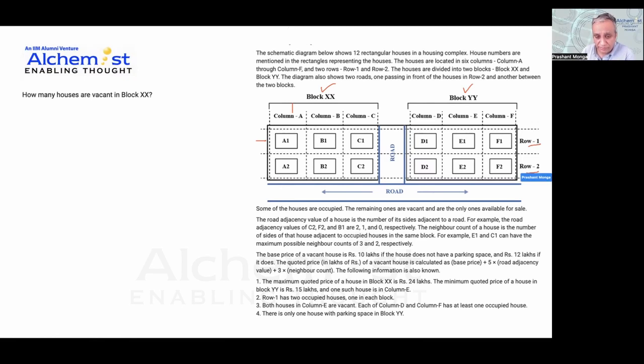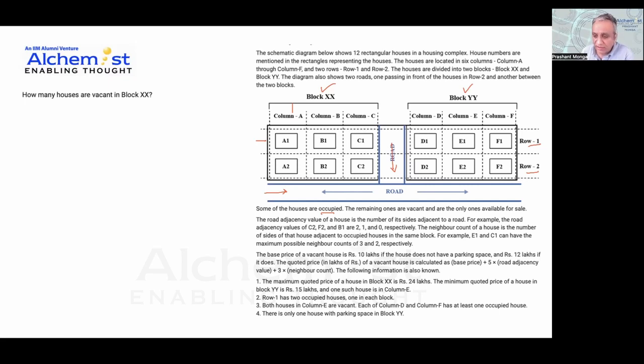Okay, and then there are two roads. One is passing right in front of both the blocks, and one is from in between the two blocks. Some of the houses are occupied, the remaining ones are vacant and are the only ones available for sale. The road adjacency value of a house is the number of its sides adjacent to a road.